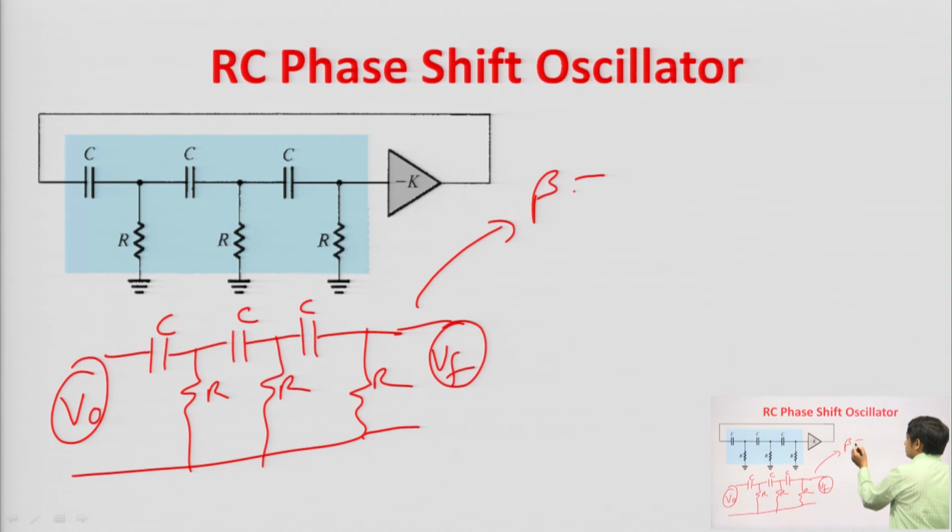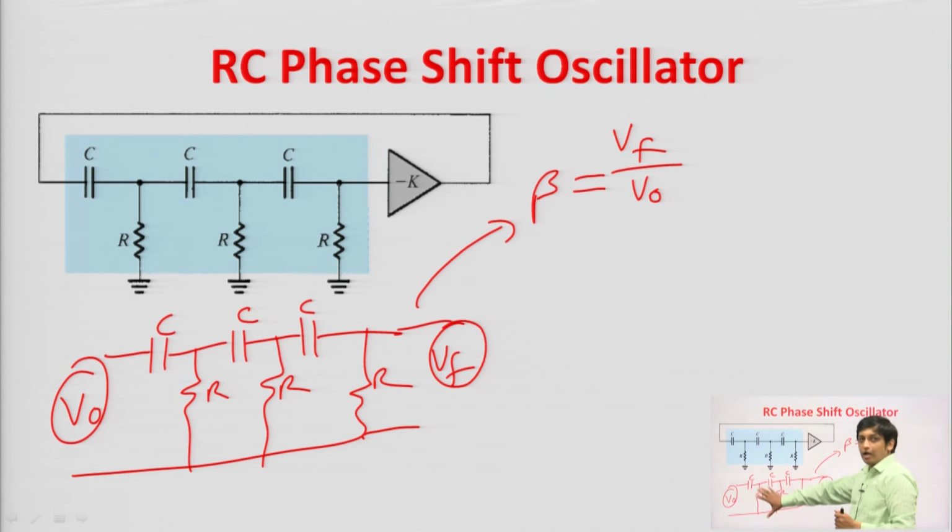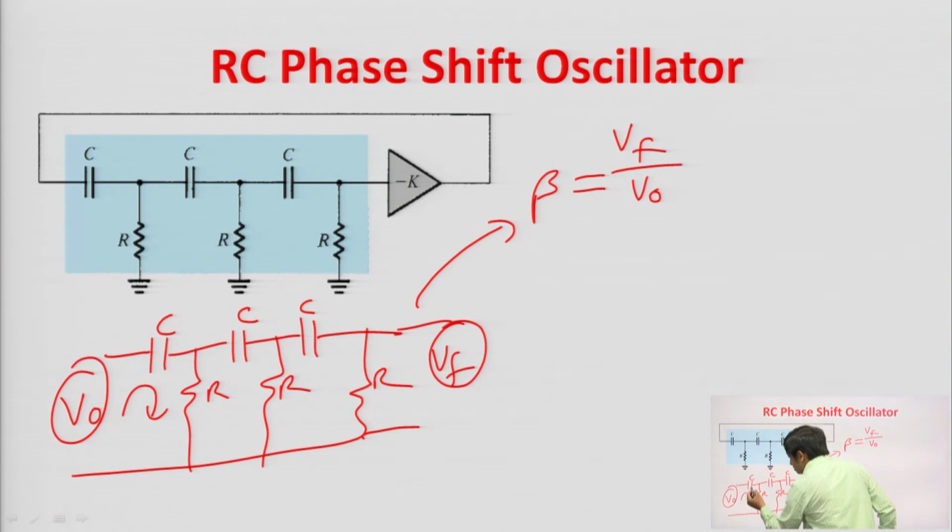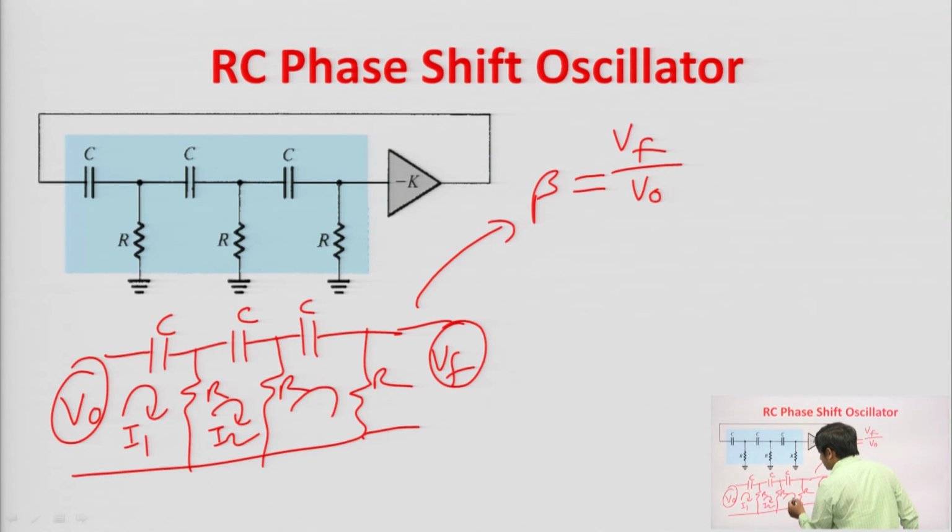Beta is important. Beta is the feedback factor. Beta will be Vf upon V0. It means that from this circuit we need to calculate Vf upon V0. It is a network problem. To calculate Vf upon V0, what can we do? There are 3 loops. Suppose that in the first loop current I1 is flowing, in the second loop current I2 is flowing, in the third loop current I3 is flowing, right.